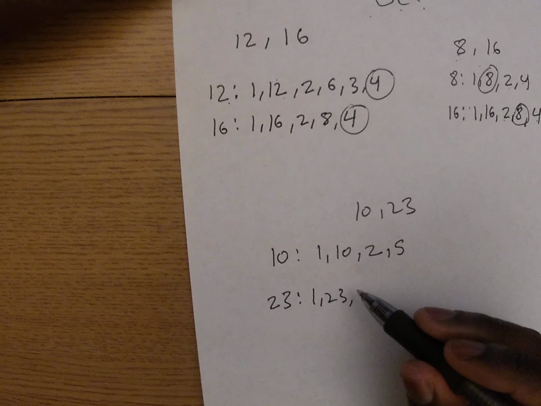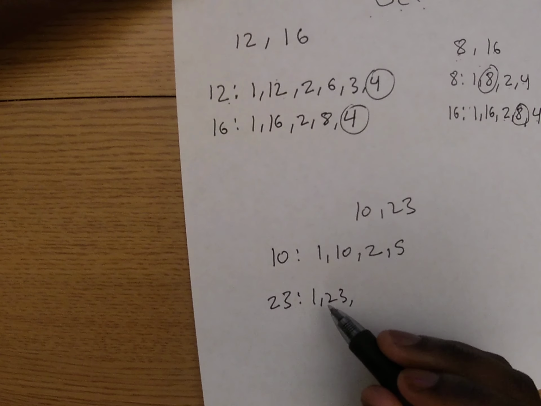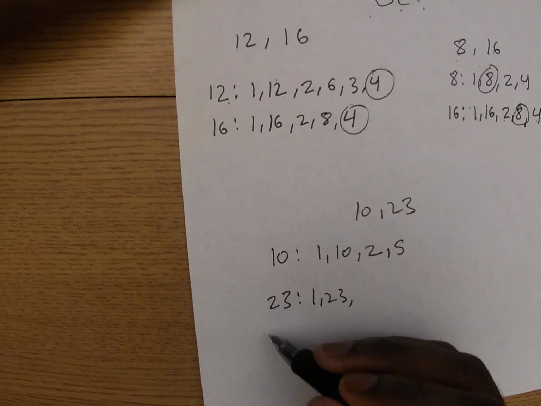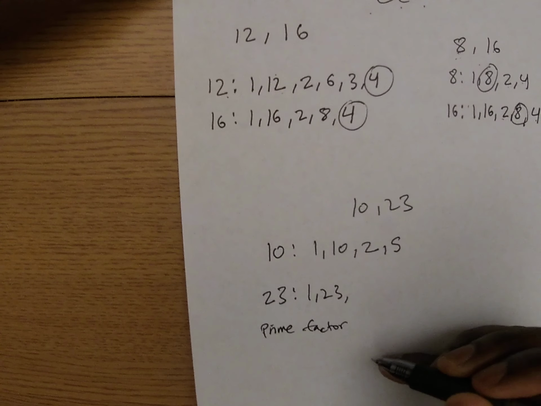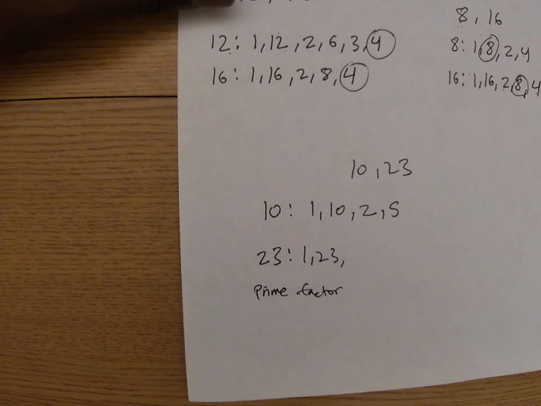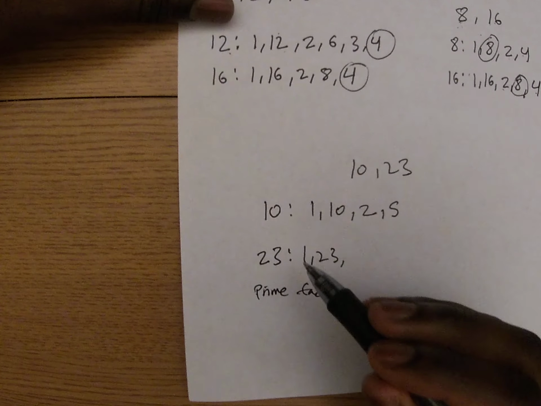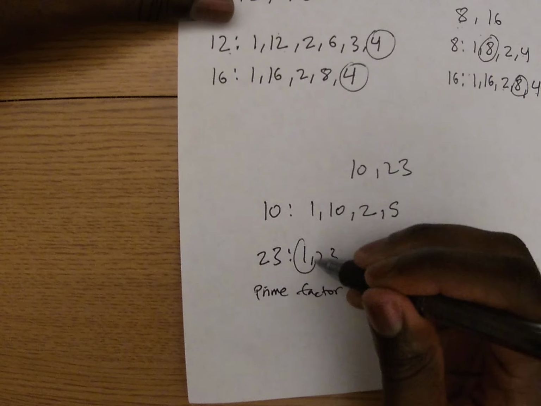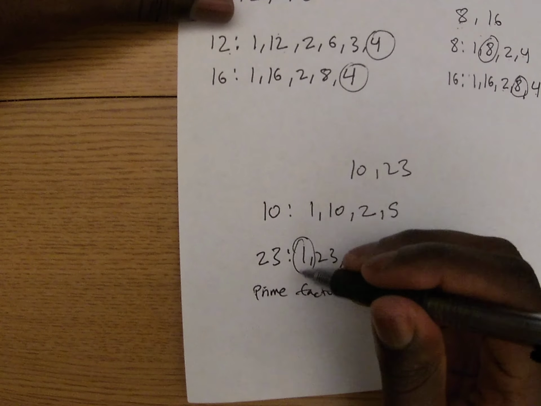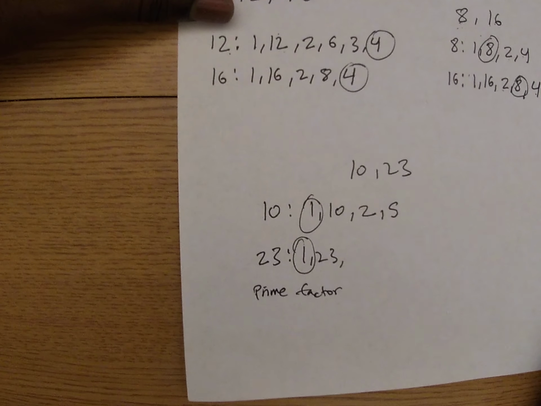You'll find out that the only factors of 23 are 1 and 23, because 23 is a prime number, meaning that the only factors it has are itself and 1. So the greatest common factor of these two numbers will be 1.